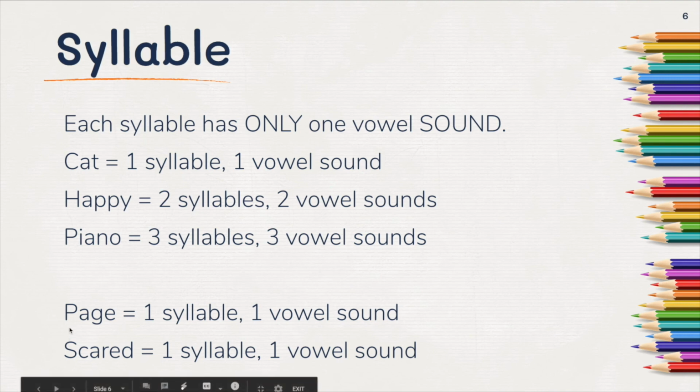So here, page, that has two vowel letters. It has an A and an E, but only one vowel sound. That's why it's a one-syllable word, page. Same thing here. Scared, that is a one-syllable word.